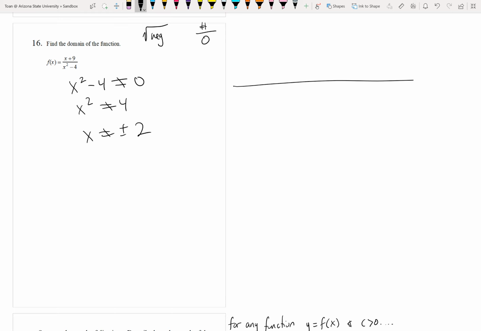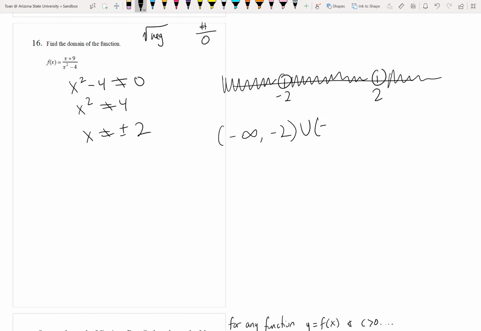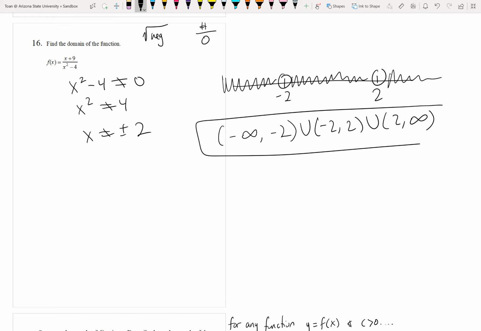Visually, if you can't see that, if you imagine the whole number line shaded, but at negative 2 and positive 2, they are left open. So everything else is shaded except for positive 2 and negative 2. So the domain is negative infinity to negative 2, union, the middle part, negative 2, comma 2, union, the right part, 2, comma, infinity.